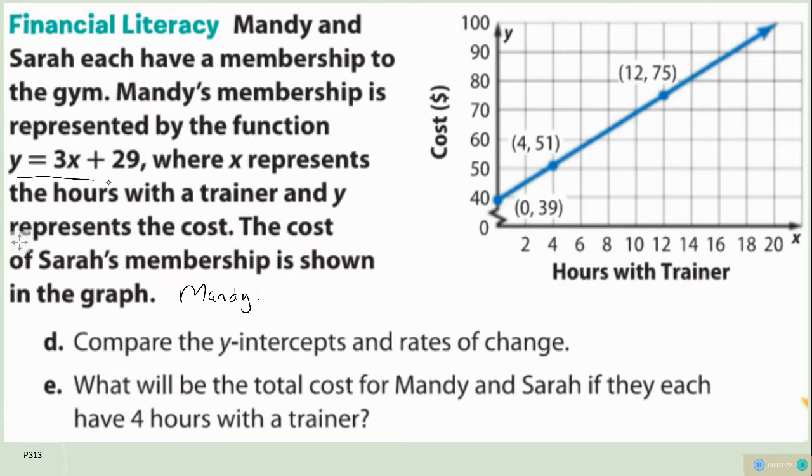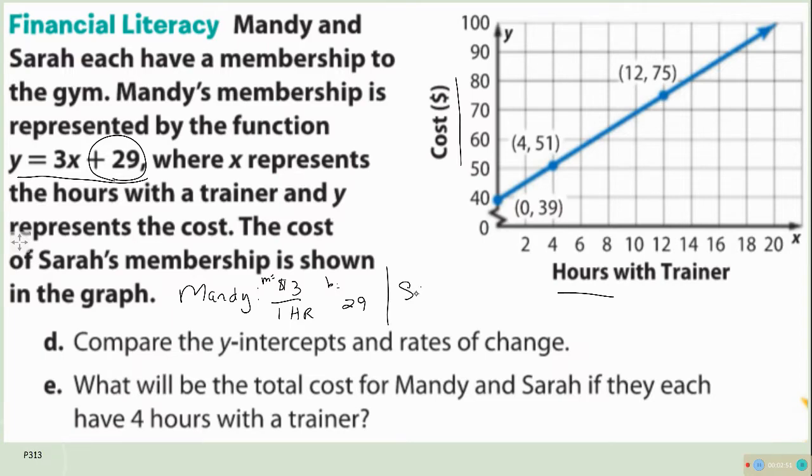Mandy's equation is right here. The number in front of x is 3. What does that mean? That's her cost per hour. So she has $3 per 1 hour with the trainer. This is her starting point, 29. So this is m, and b is going to be $29. So she pays a flat rate of $29 and then $3 per hour.